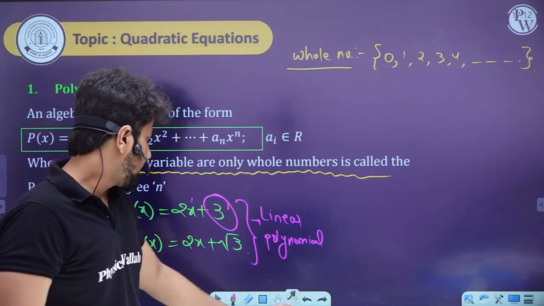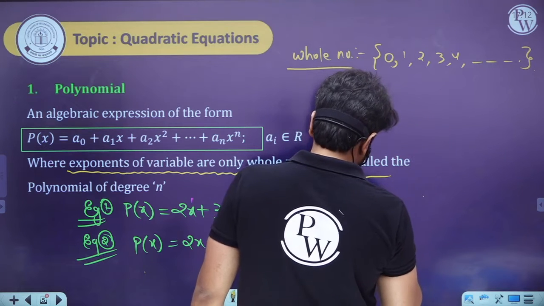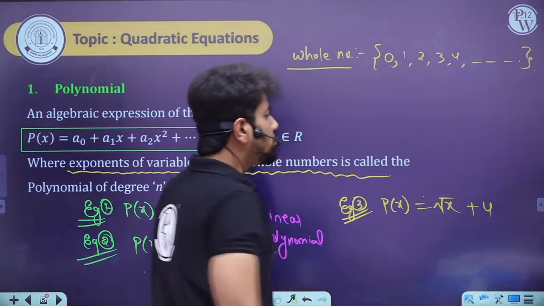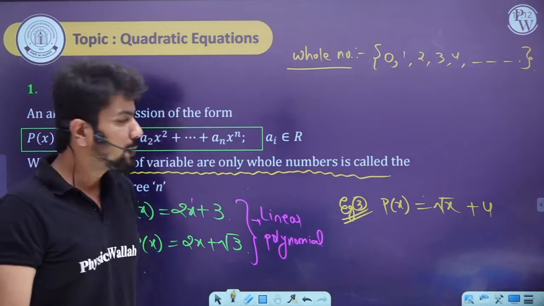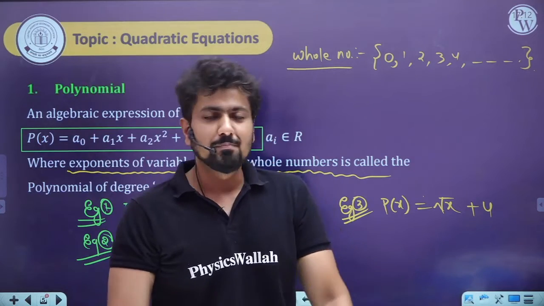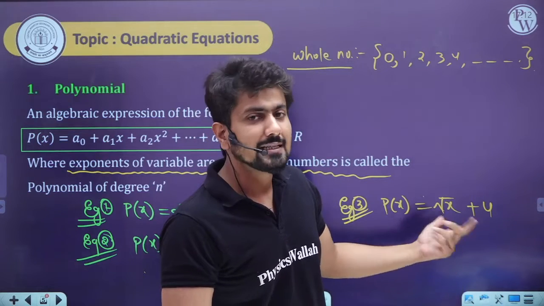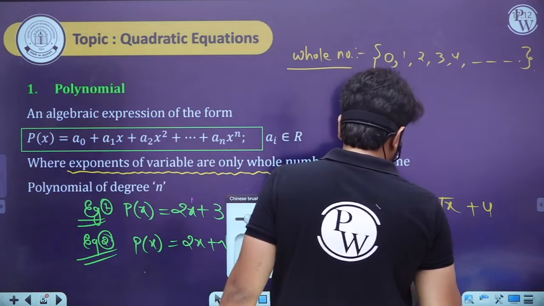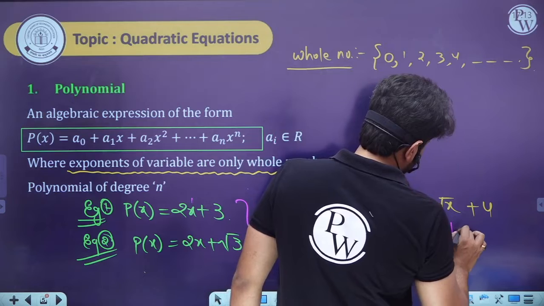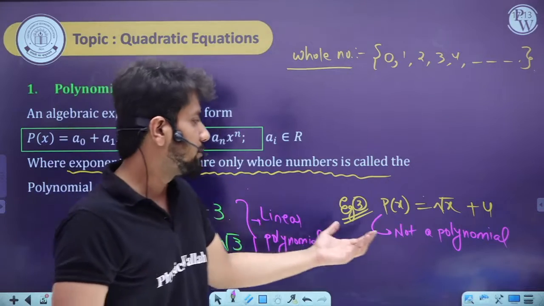But if I ask you this thing, example 3, p(x) is equal to root x plus 4. Is this a polynomial? No, this is not a polynomial. Because here the power of x is not a whole number. Here the power of x is 1 by 2. The power of the variable has to be a whole number. Here x is the variable. What is the power of it? 1 by 2. That is not a whole number. So this is not a polynomial. We will just call it an algebraic expression.